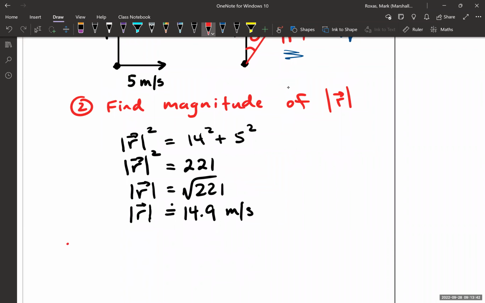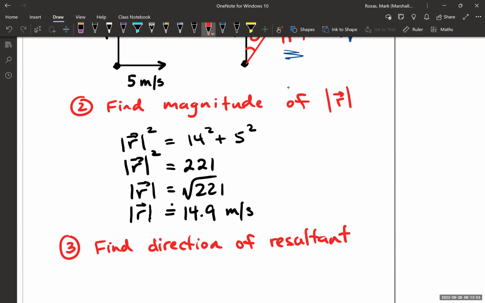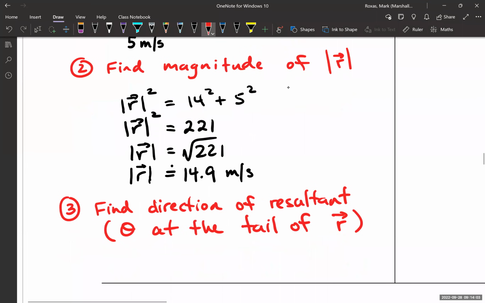So step 3, find the direction of the resultant. I'm going to put theta at the tail of R. There might be times where theta is difficult to put at the tail of R, but most of the time you can. So theta, back to the diagram up here.